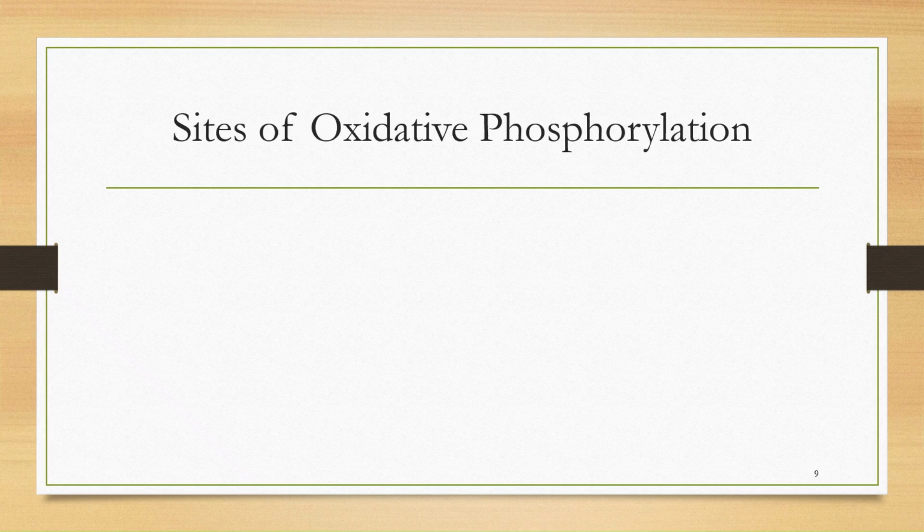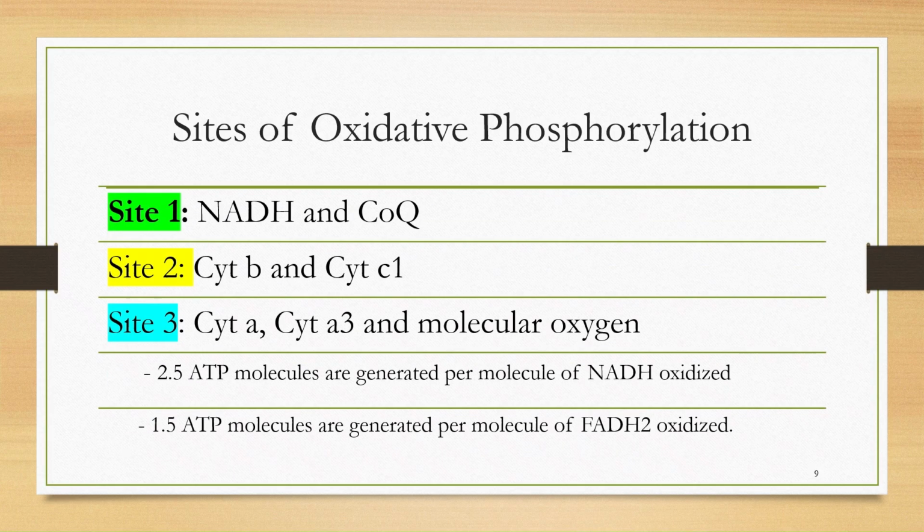We are moving straight to the next part of our discussion on the electron transport chain, and we are talking about the sites of oxidative phosphorylation. Here we are seeing three major sites of oxidative phosphorylation. Remember, oxidative phosphorylation is basically the addition of phosphate to ADP to produce ATP. But before that ever happens, there are a lot of things that need to happen, which we have already mentioned.